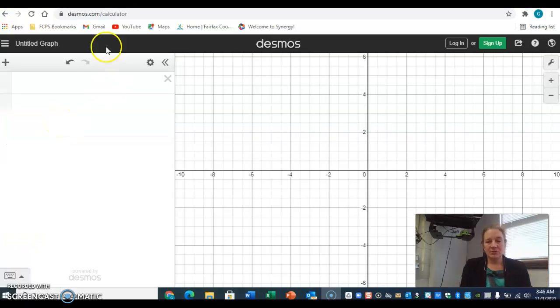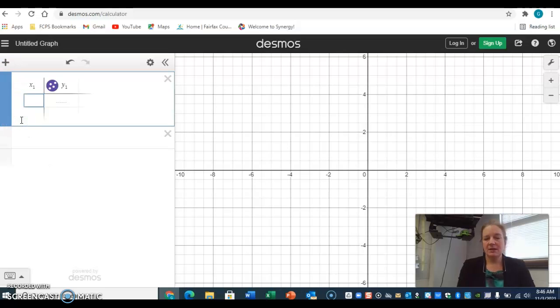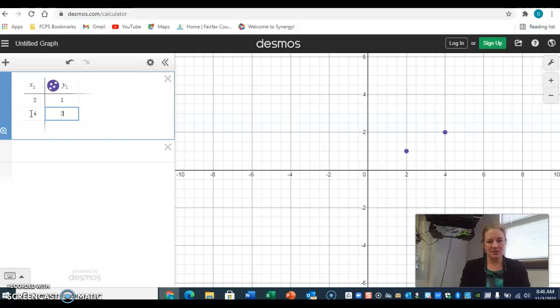Okay, so we're following the directions on the sheet. You're going to click on this little plus right here, and you're going to go down to table. Okay, and then I'm going to put my points in exactly the way that they were given to me. So my notes say the point 2, 1 and the point 4, 2 are on the line. And I can see them here on my graph.